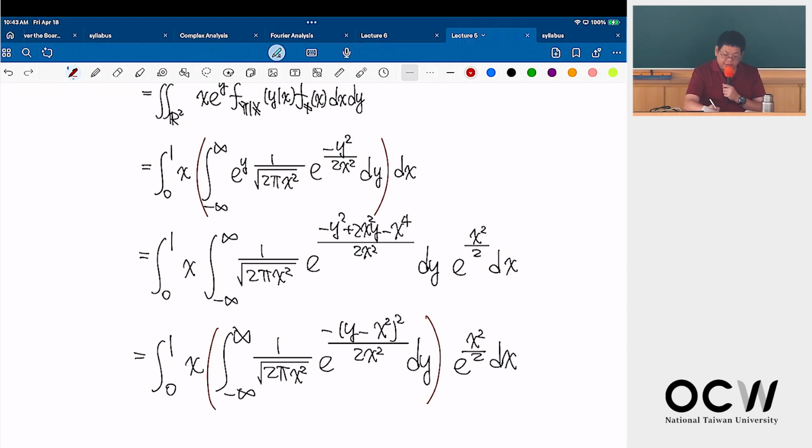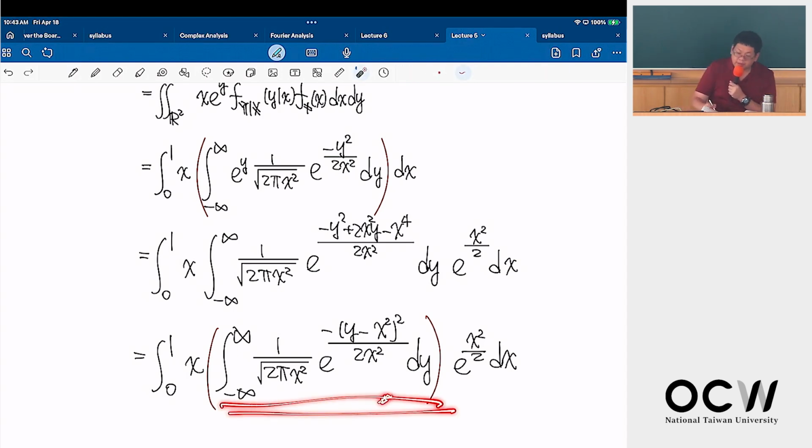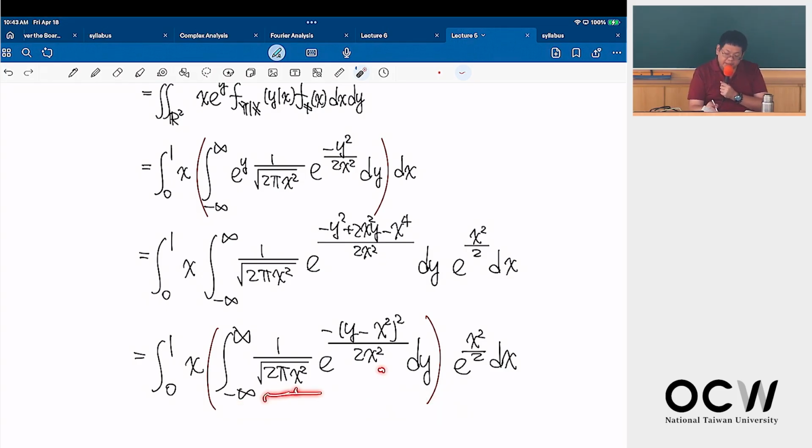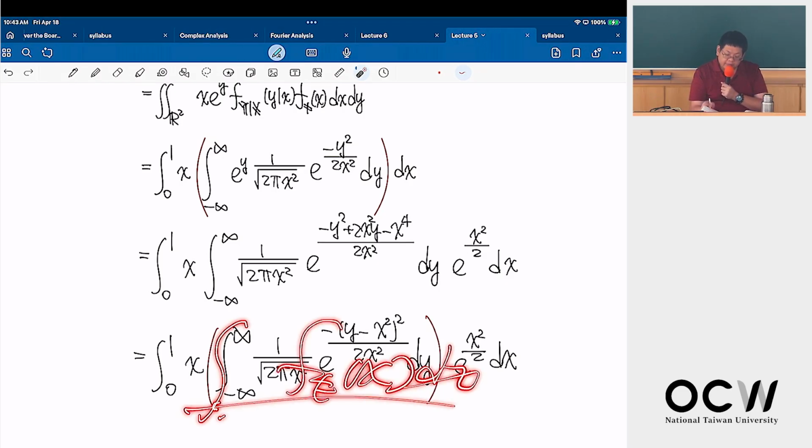What's the result of this part? Using the PDF property again, this is a Gaussian with mean x squared and variance x squared. If I take the integration over all y, then from one of the properties of the PDF, this integration is 1.